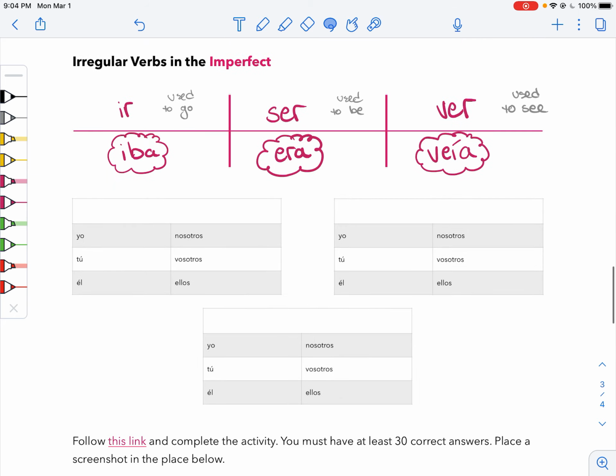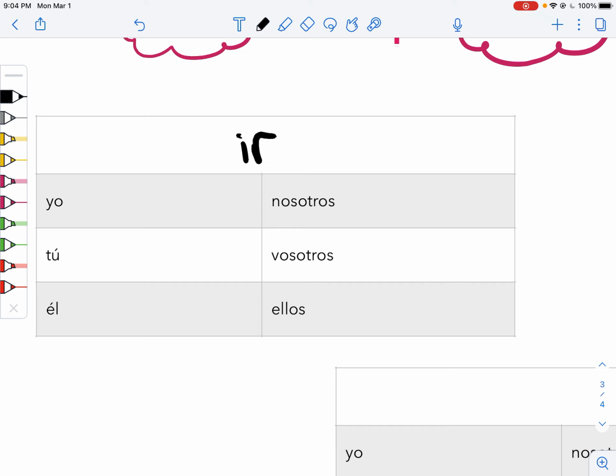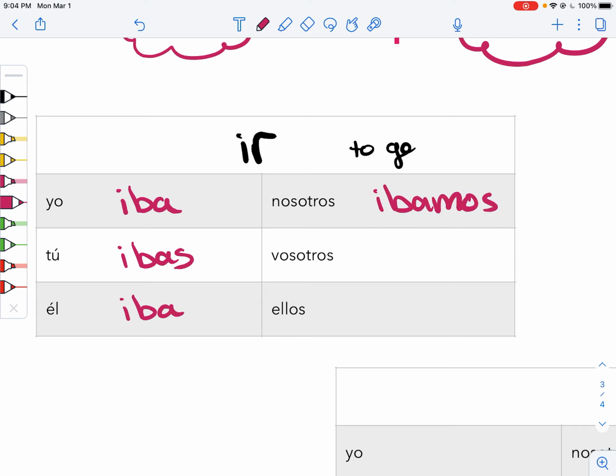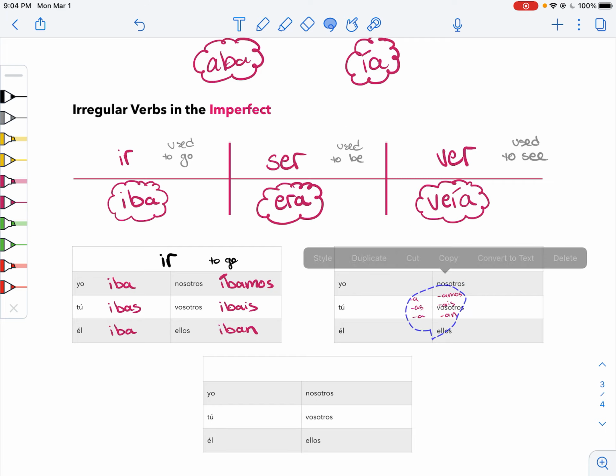So we're going to do our last practice and conjugate all our irregulars. Starting with ir, remember ir means to go. So you would say yo iba, tú ibas, él iba, nosotros íbamos, but all nosotroses have an accent. So íbamos, and then ibais, and iban. And that's it, following that same as, amos, ais, an rule.